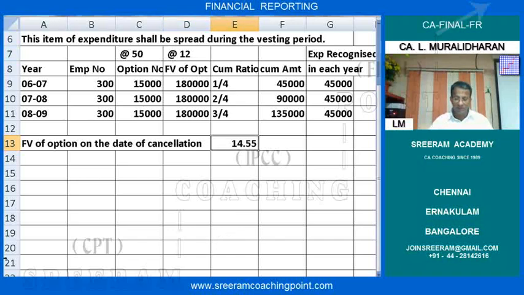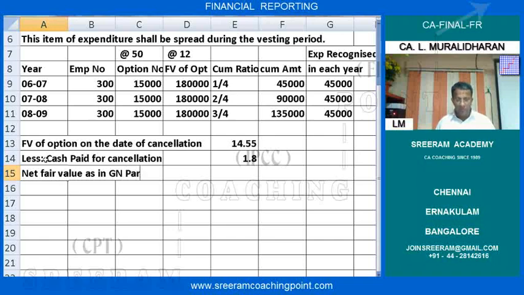So please understand that, and against which the company wanted to pay the employees because they are breaking the contract. So the aggrieved party should be compensated by the party who gained in the operation. Cash paid for cancellation: 1 rupee and 80 paisa. Now the net fair value, as in guidance note para number 27C I think, comes to 14.55 minus 1.80.